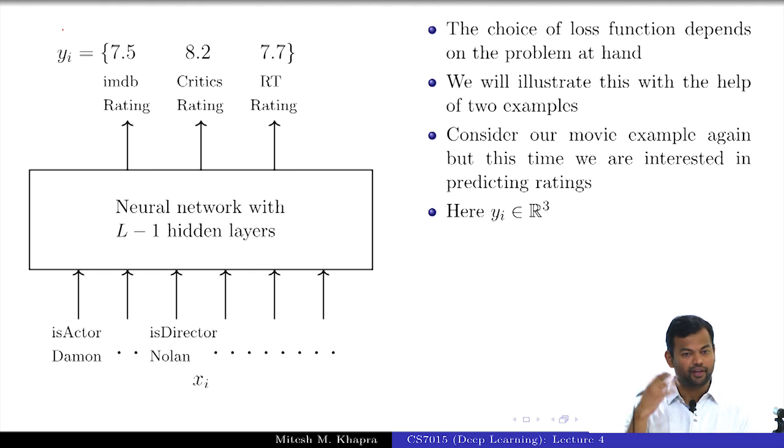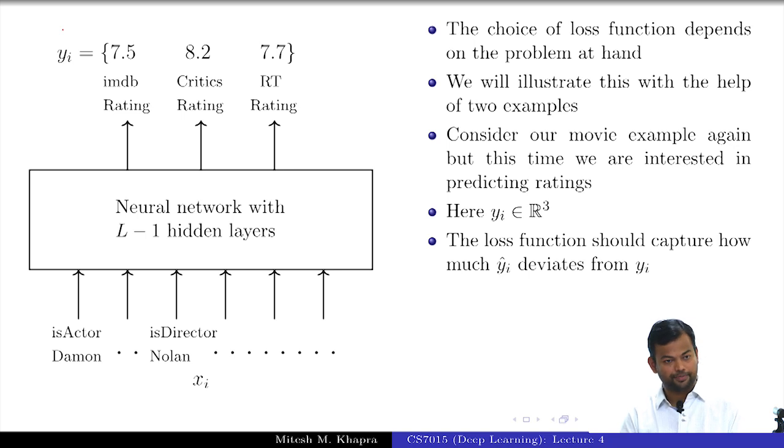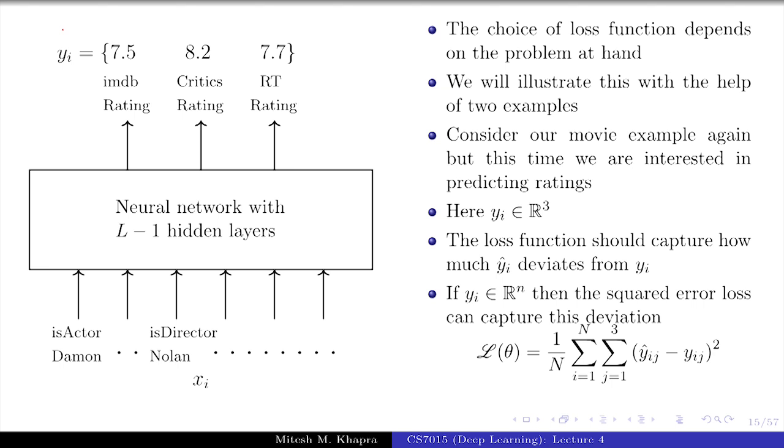So remember, in all these cases, we were assuming that we just want to predict one value, but nothing stops you from predicting multiple values at the same time. So your output is now three-dimensional. You're taking an n-dimensional input and trying to predict three values from it. The loss function should capture how much yi hat deviates from yi. So this is the formula which was supposed to be there. You have predicted three values, and you know the true three values. You just take the difference between these: the first element of the predicted value minus the first value of the actual value, and so on for all the three values that you want to predict.